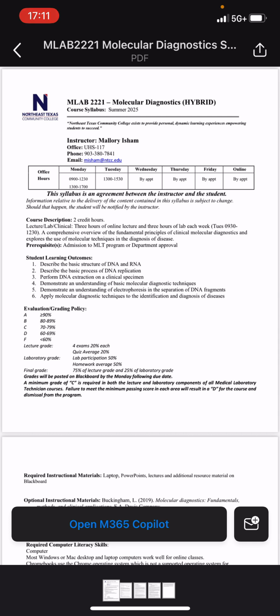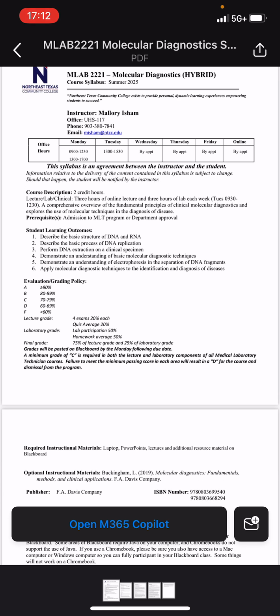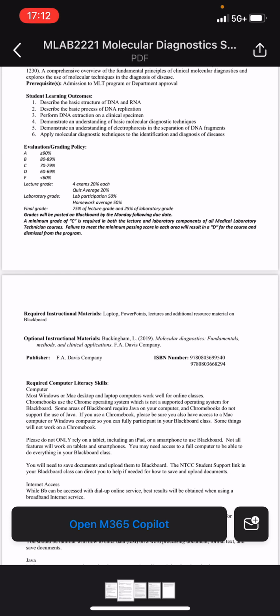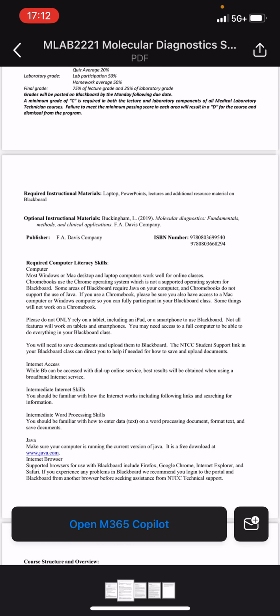And then when it comes to the lab grade breakdown, 50% is just lab participation. So if you turn in your worksheets at the end of the labs, you'll get 100 for that. And then the other part is 50% homework average, which will be Media Lab homework. And then for the final grade, it's a 75-25 split for the lecture versus lab grade. Got to make a C in both components to pass the course.